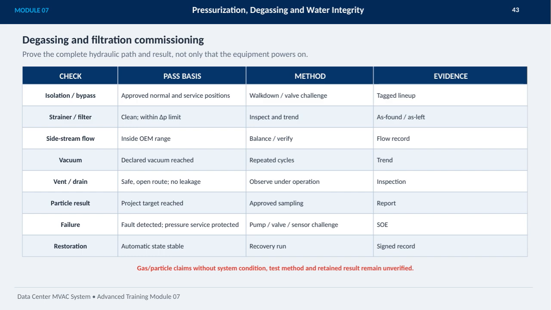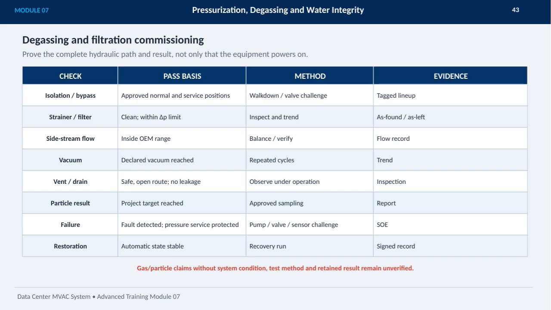For strainers and filters, we check cleanliness and ensure the differential pressure is within limits, inspecting and trending conditions as they are found and left. Next, sidestream flow must fall inside the OEM's specified range, which we balance and verify, carefully recording the flow data. Achieving declared vacuum levels requires repeated cycles with trending to monitor progress. Venting and draining need to be safe, providing an open route without leakage, and this is observed during operation. Inspection includes evaluating particle results to confirm that project targets have been reached based on approved sampling methods. All findings are documented in a comprehensive report.